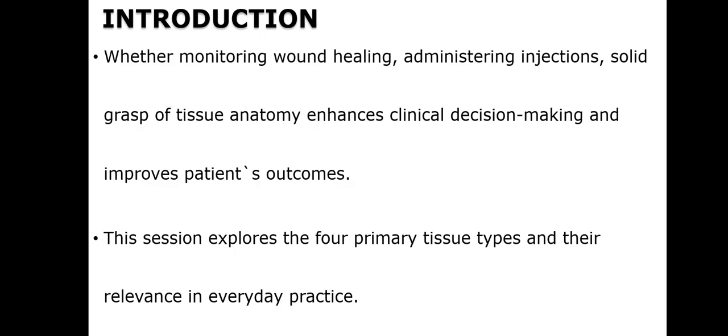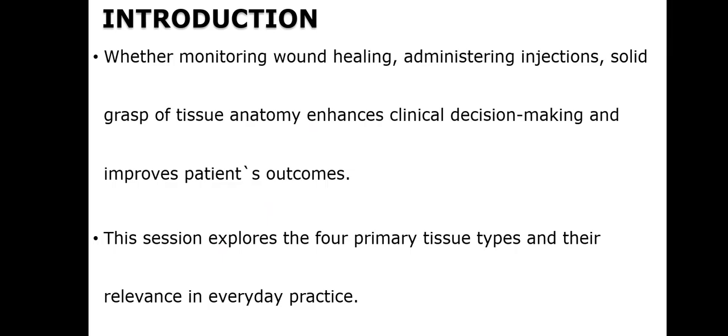Even in somebody who has got a wound, for example, if the wound is producing pus, you'll be able to tell that there is damage to body tissues, and you'll be able to make proper clinical reasoning, okay, or proper decisions. That's what we're talking about, right? So this session is going to explore the 4 primary tissue types and their relevance in everyday health practice.